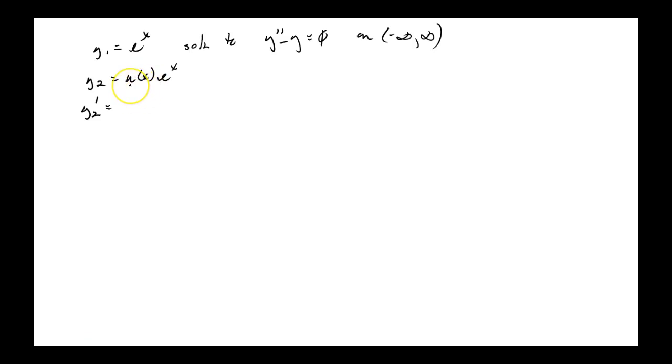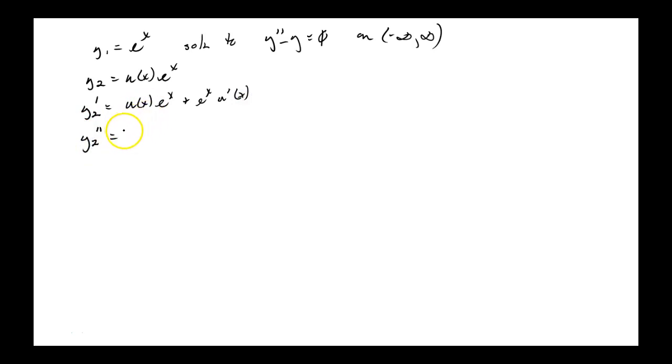Is that supposed to be like mu? It's not a mu, it's a u, but it doesn't matter. You could call it mu if you wanted to. But it's not our integrating factor, if that's what you're asking. It's just some function u. Well, then it'd just be u of x times e to the x, plus e to the x times u prime of x. Perfect. Okay, what's y2 double prime?